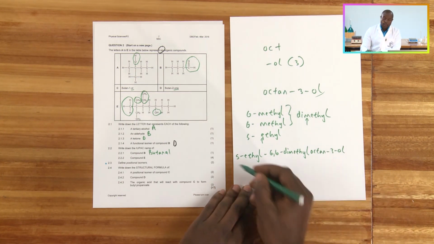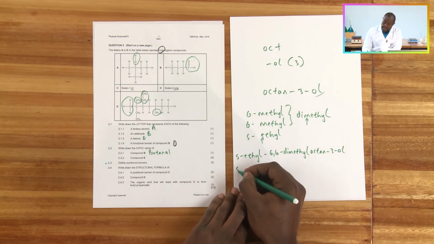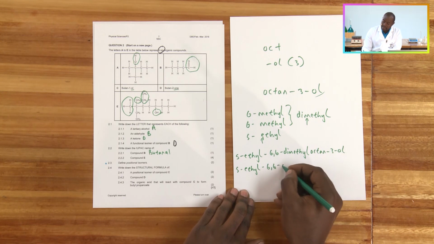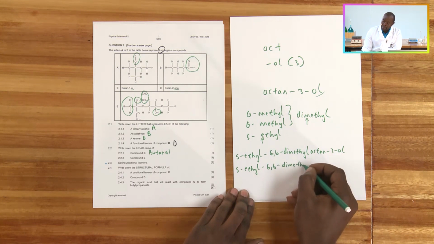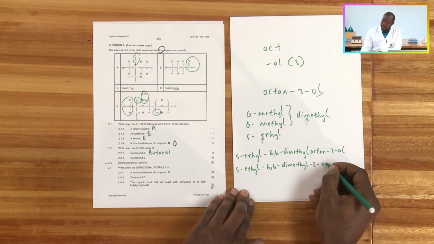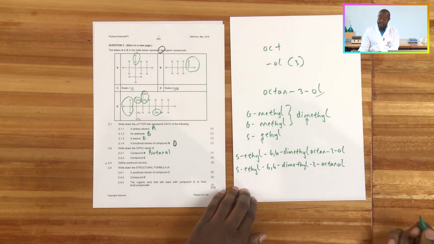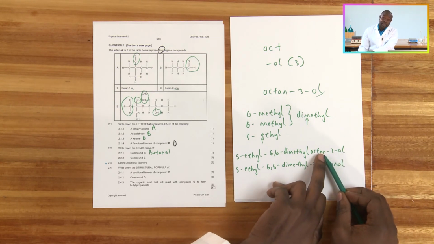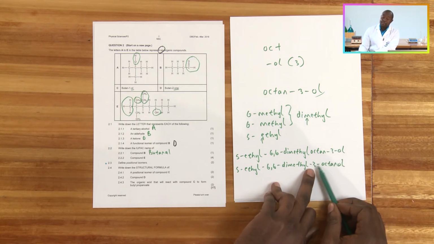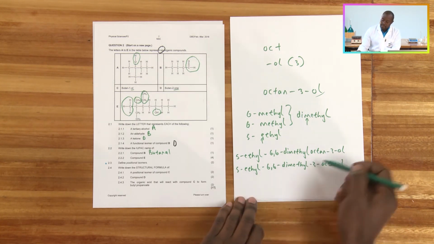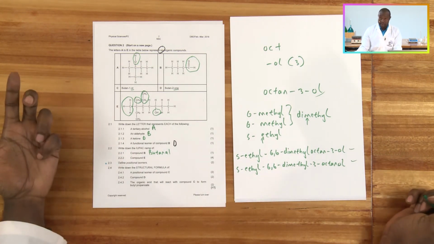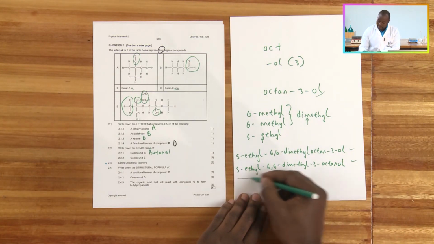But another way we can write this is by saying 5-ethyl-6,6-dimethyl-3-octanol. So we can either put the 3 in front of the N and the O, or between the N and the O, or you can put the 3 before the octanol part, and both names will be acceptable for the naming of compound E. So that's our compound E.